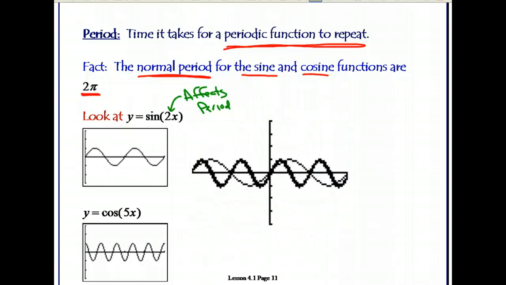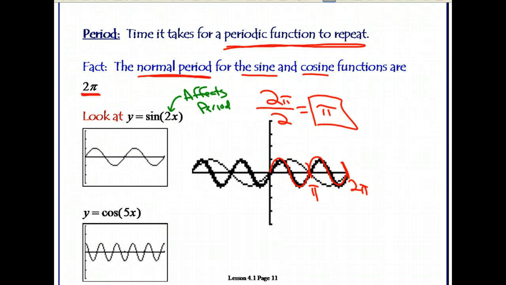Now instead of a single sine, in 0 to 2 pi still, we get 2 cycles of our sine graph. The window's still 0 to 2 pi. I haven't changed that with the zoom trig. So what does the 2 do? It affects the period. The period used to be 2 pi, and now look, divide it by 2, the new period is pi. So it occurs twice as frequently. It cuts the period in half.